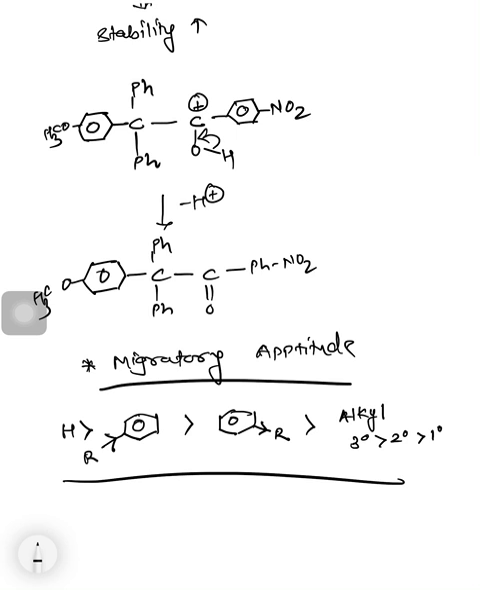Why is this the sequence? Because our intermediate is a carbocation, and the carbocation will be easily stabilized by phenyl with an electron releasing group. So phenyl with an electron releasing group will have a higher migratory aptitude as compared to phenyl with an electron withdrawing group. Then after there is the order of 3 degree, 2 degree and 1 degree alkyl.